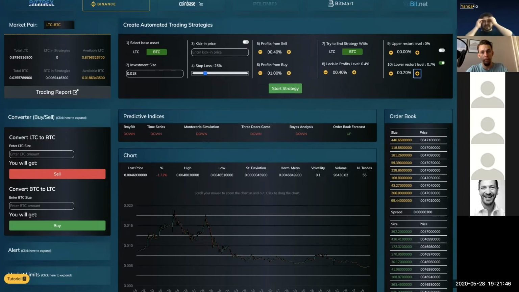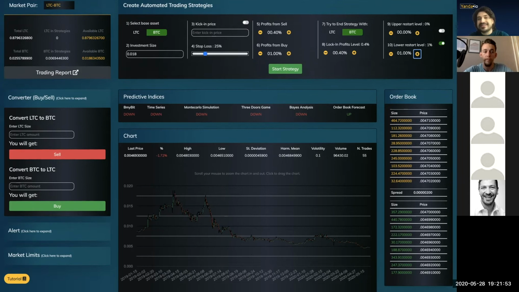We are going to reboot the strategy at 1% after the initial drop of 1% where I bought. It means that I will sell Litecoin at an inferior price than the last time I bought them. And so while I'm accumulating Litecoin with these strategies, on the other hand, I'm losing on Bitcoin. This is a strategy which is risky, but it can give you a lot of profits when it comes to the accumulation of Litecoin in this case.